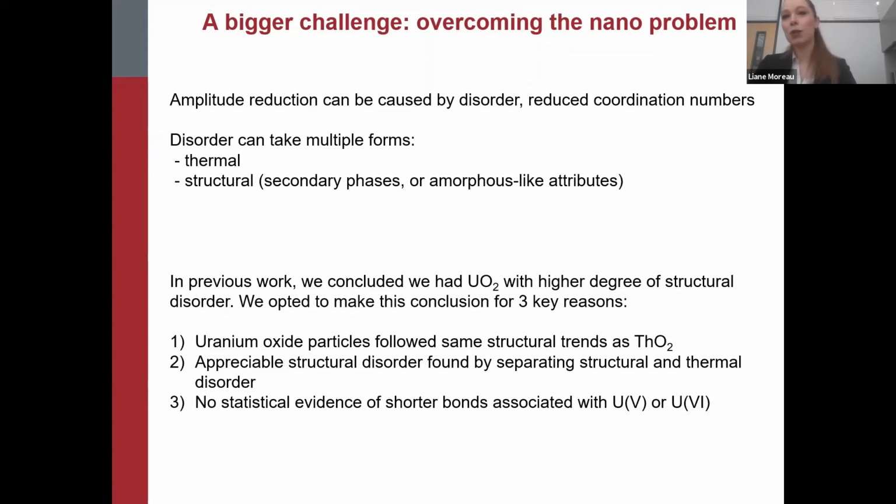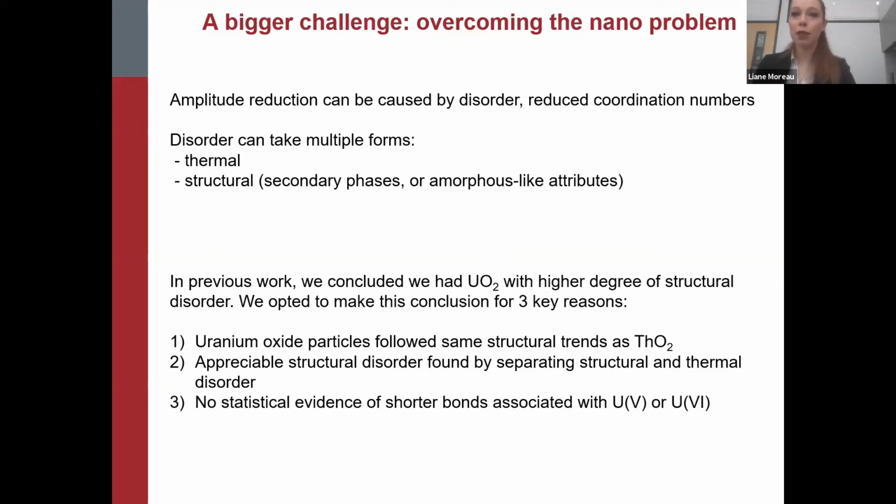But the three main reasons were, first, that the uranium oxide particles followed similar trends as the thorium dioxide. Now, thorium dioxide doesn't have all of these same rich electronic structure things going on that uranium does. Thorium really likes to be thorium-4, and so thorium doesn't really form other oxides. It should be thorium oxide. So the fact that they followed similar trends suggested to us that probably we had uranium dioxide.